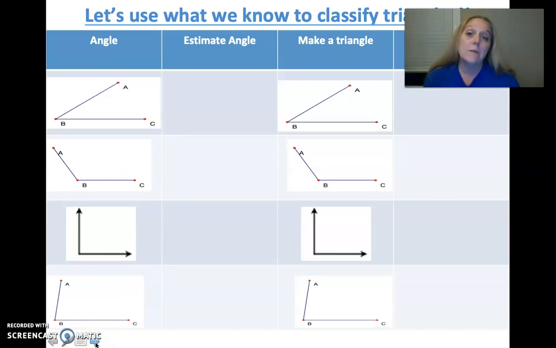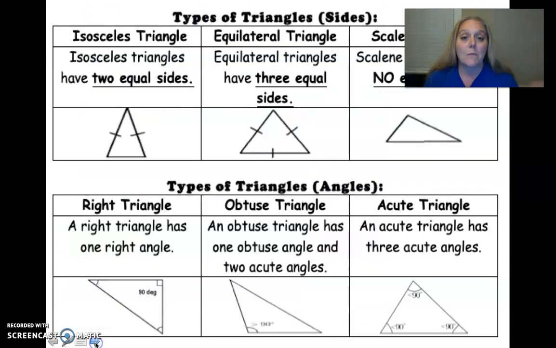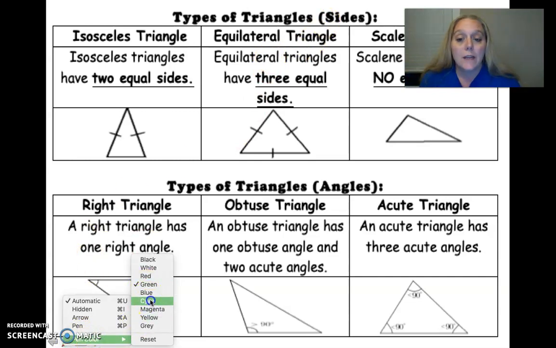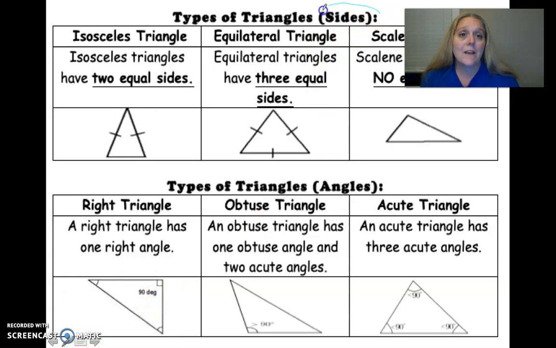But there's lots of different ways. There are actually two ways we can classify triangles, so we're going to look at that before we dive into the activity. First things first, there are two ways that we can classify our triangles. We can classify by sides, or we can classify by angles. When we're classifying by sides, we're talking about its three sides. So you've got an isosceles, an equilateral, or a scalene triangle.